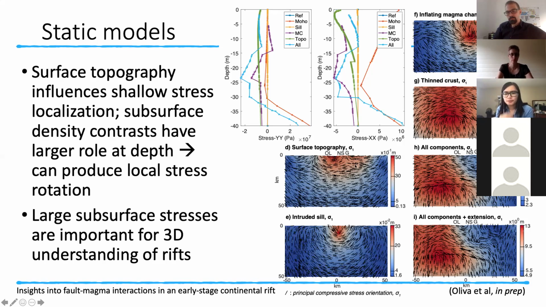And so here's 1D profiles through the middle of those 2D plots for vertical stresses and horizontal stresses. And we find that surface topography influences shallow stresses, shallow stress location. But subsurface density contrasts here, so the effect of the inflated magma chamber and the Moho, the thin crust, play a larger role at strain localization at depth. And the 3D models of this also produce the local stress rotation that we observe.